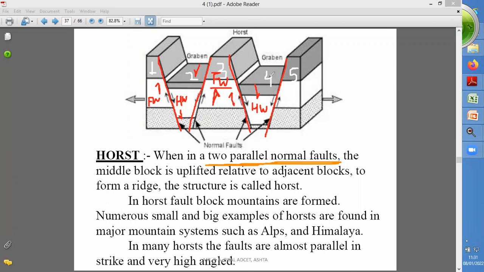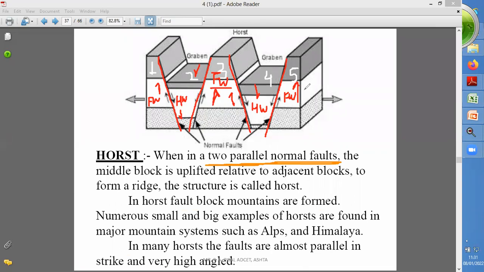Now consider blocks number 4 and 5. Fourth and fifth. This is the fault plane. Block number 4 rests above the fault plane, that's why it is the hanging wall. It goes downward. Block number 5 is the footwall, which rests below the fault plane and moves upward as compared to the hanging wall. So all these are normal faults. Okay, it is again a series of normal faults. All these are normal faults.